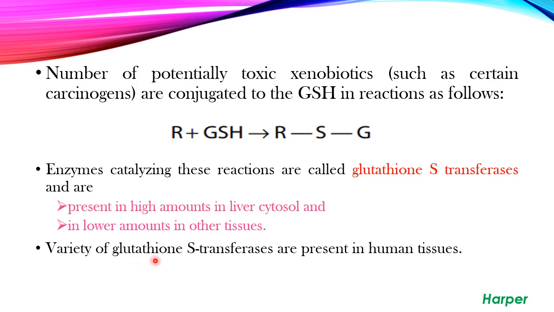There are many types of glutathione S transferases which are found in human tissues, and these glutathione S transferases show broad substrate specificities, which means that one type can bind to many substrates.